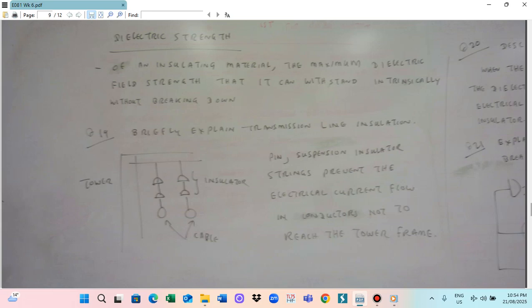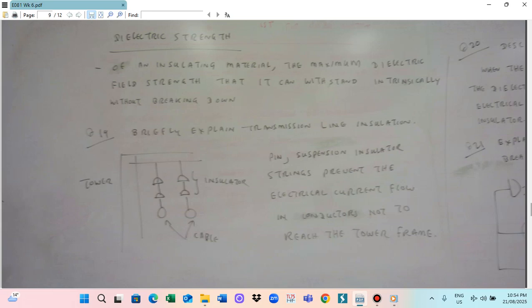So those are insulators, and here with the cable. The insulators protect the electrical current flowing in the cable from touching the tower, so we utilize the insulator. This is the transmission line insulation. This is the transmission line insulator.